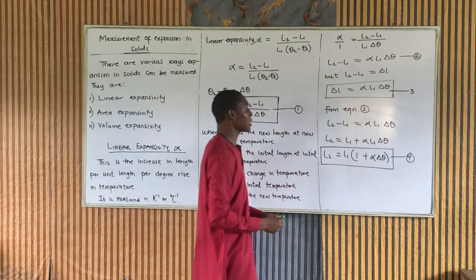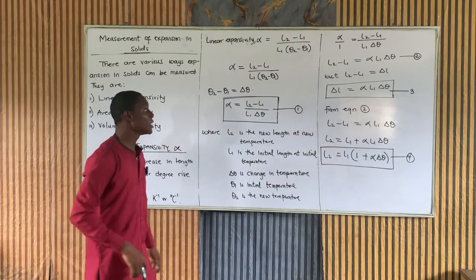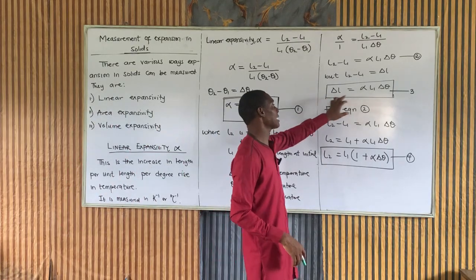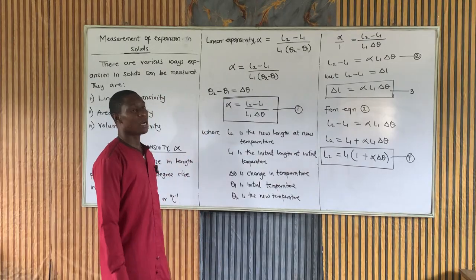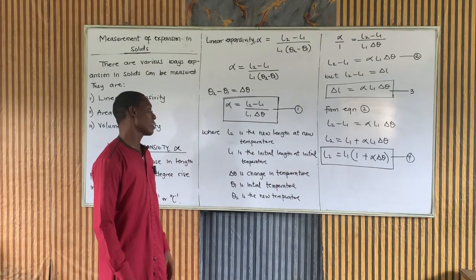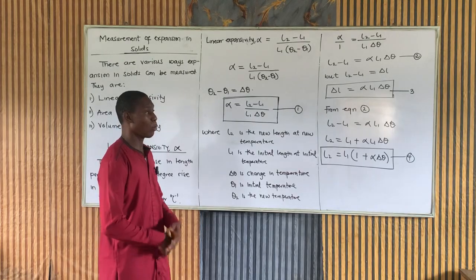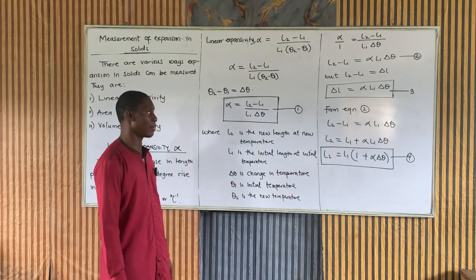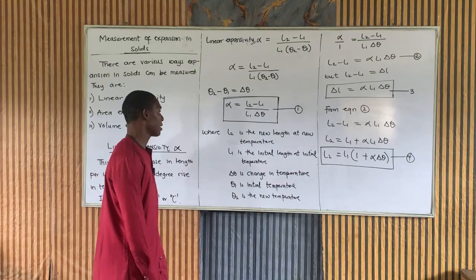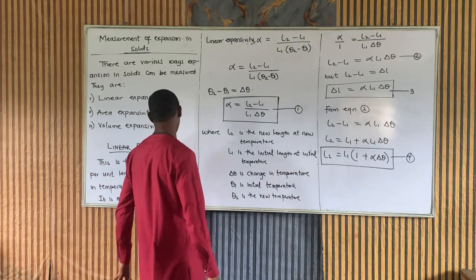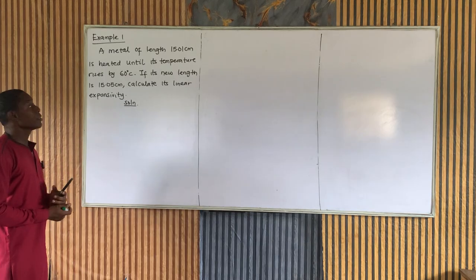Sometimes the question is asking you to calculate the new length, which is L2. Sometimes it's asking you to calculate change in length, and that's the formula we are going to use. Sometimes it's asking you to calculate alpha, which is linear expansivity. In some cases, you are asked to calculate L1. Whatever you have to calculate, it's not a problem, but we have these formulas written down so that it makes our calculation easy. So let's take some examples on linear expansivity now.